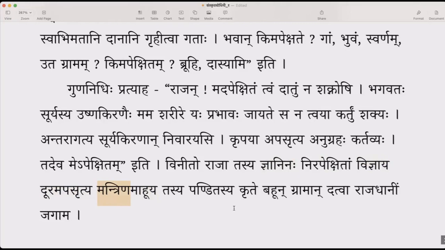Tasya panditasya krite. For the pandita, for the sake of the pandita. Is it okay?